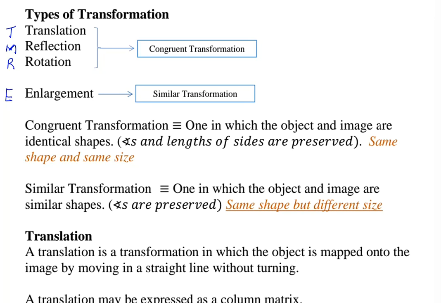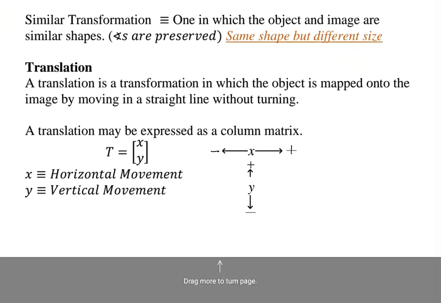Now, identical shape means that the angles and the lengths of sides are preserved. In other words, both the object and the image have the same shape and the same size. Now, a similar transformation is one in which the object and the image are similar shapes. With similar shapes, the angles are preserved, meaning that the two shapes, the object and the image, have the same shape but different size. All right, let's start talking about translation.